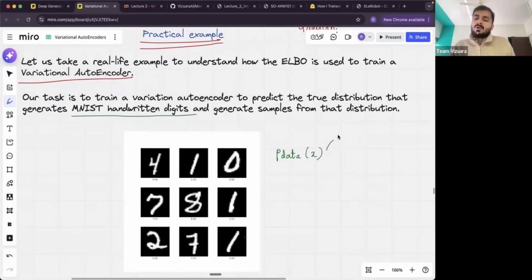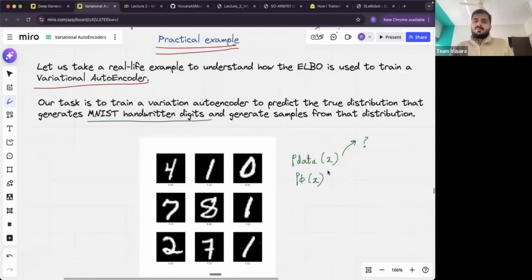And we don't know this distribution. So our task is to find P phi of X, which is the predicted distribution, and we want to match it as close as possible to the true data distribution, which is the whole objective that we started out with in this lecture.